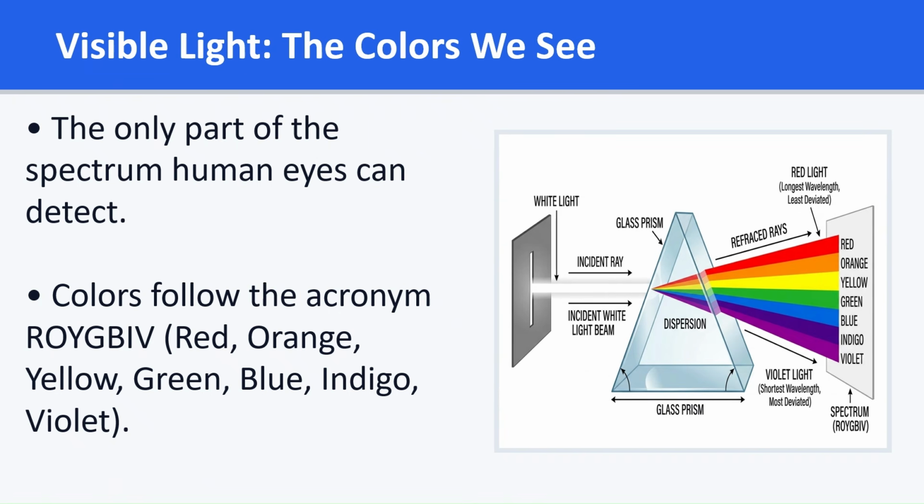So visible light is just a tiny sliver of the whole spectrum, but it's the most important for our vision. So each color has a different wavelength. Roy G. Biv: red, orange, yellow, green, blue, indigo, and violet.